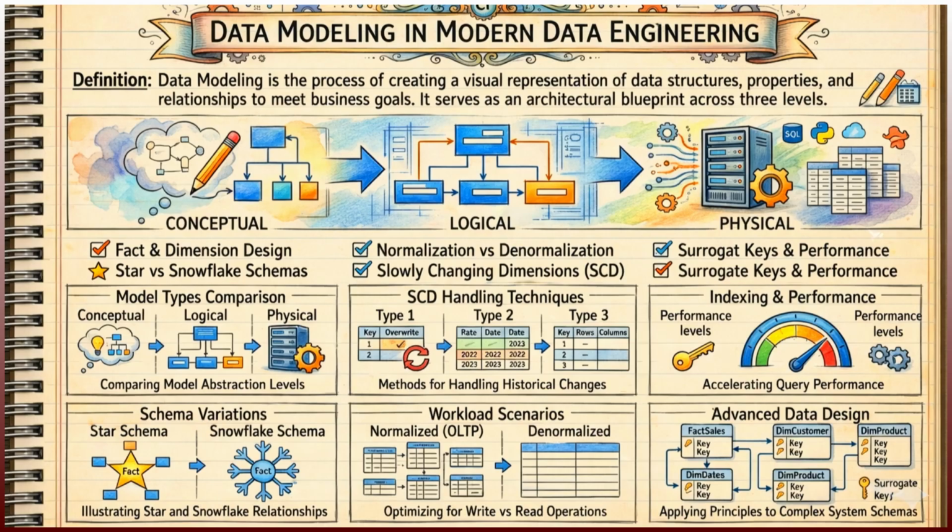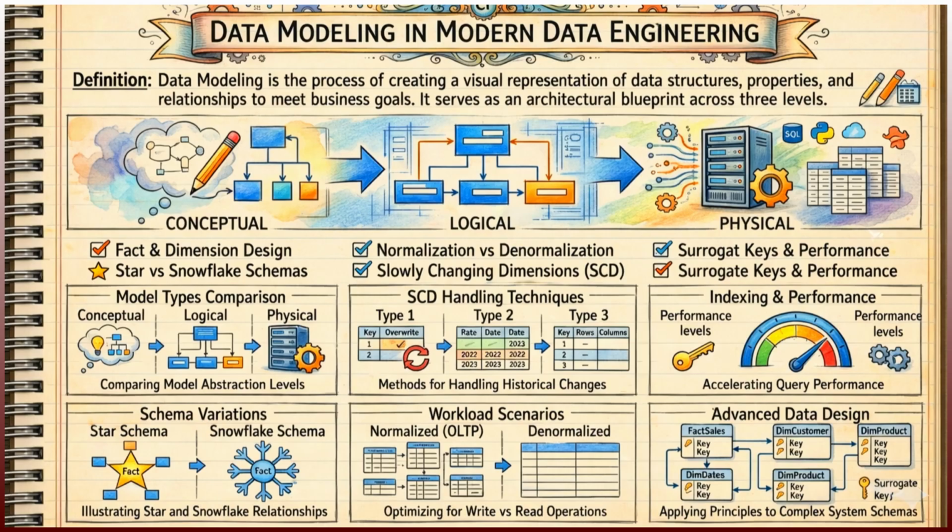Notice the use of surrogate keys. These are essential for decoupling your warehouse from source system changes, ensuring your relationships remain intact when the business logic shifts. And in most cases, data isn't static, it evolves. Handling those changes is where slowly changing dimensions, or SCDs, come into the picture.